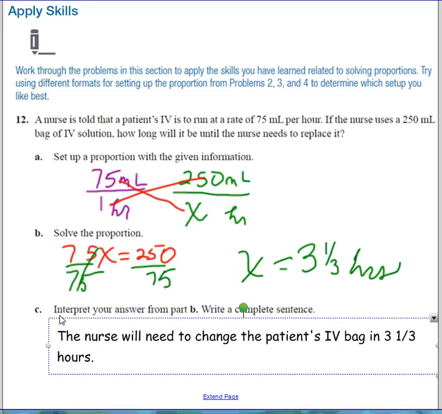And so that's really part of the importance that they're focusing on with our quantitative reasoning, is just not taking a number and looking at a number as a number, such as 3 1/3, but looking at it in the context of a situation. And so in this case, it represents hours, and more specifically, the hours that it will take before the nurse needs to change an IV bag again. So not just looking at the numbers, but looking at the whole picture of the problem.